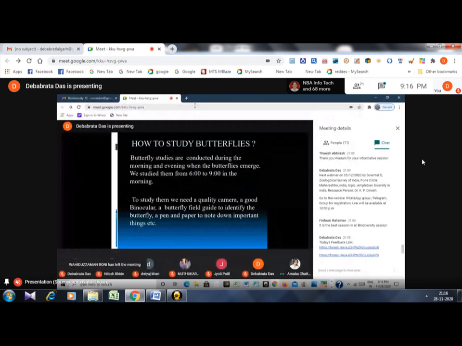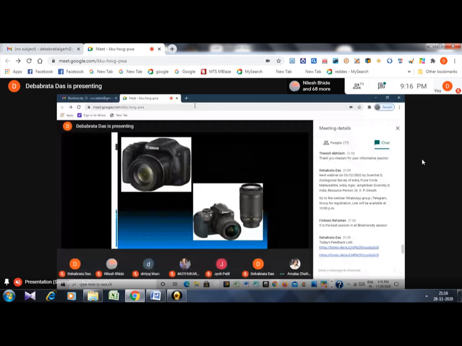Then these are the two cameras you can use, Nikon and Canon. This is a large zoom camera. The one on the right bottom corner is a zoom camera, and the one on the left top corner is a zoom camera, and on the right bottom corner it is a big telephoto camera.